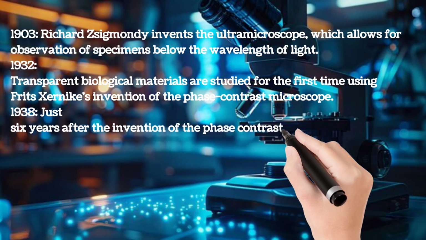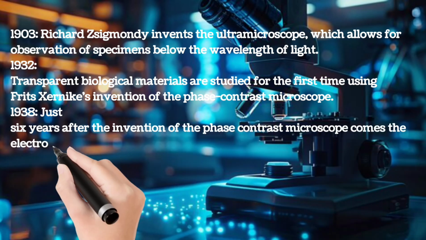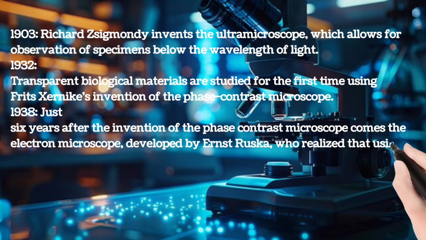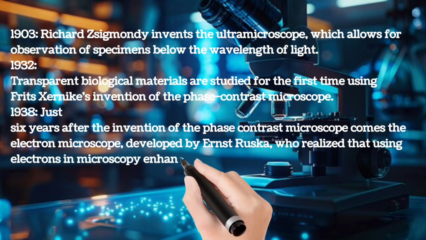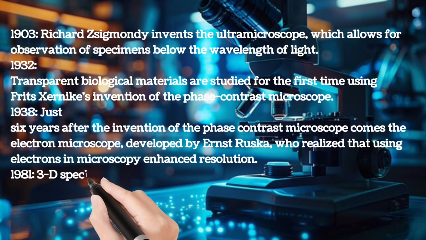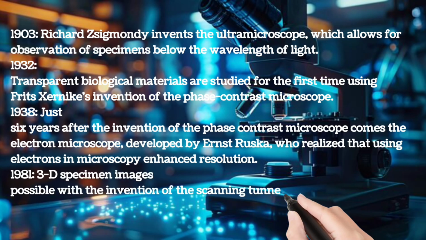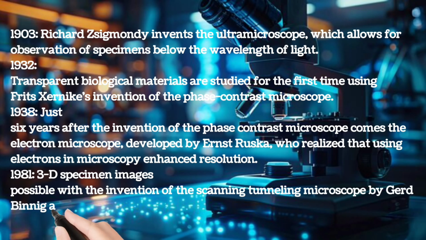1938: just 6 years after the invention of the phase contrast microscope comes the electron microscope, developed by Ernst Ruska, who realized that using electrons in microscopy enhanced resolution. 1981: 3D specimen images become possible with the invention of the scanning tunneling microscope by Gerd Binnig.